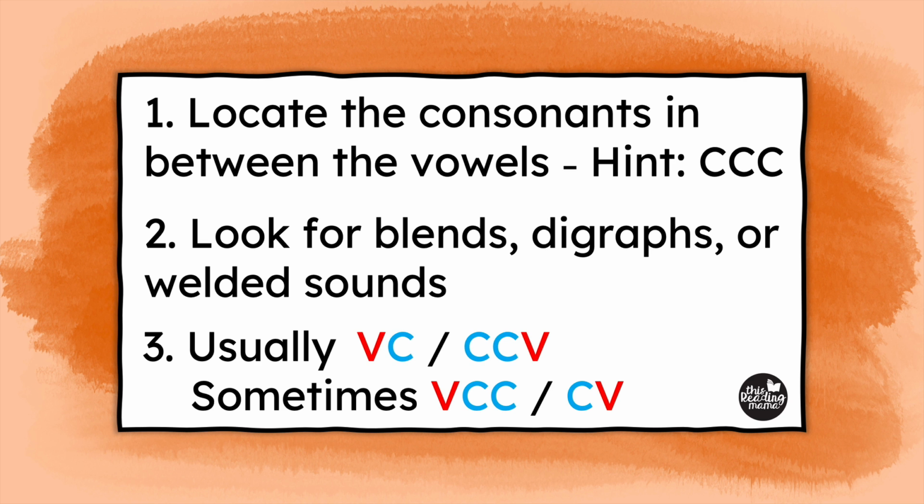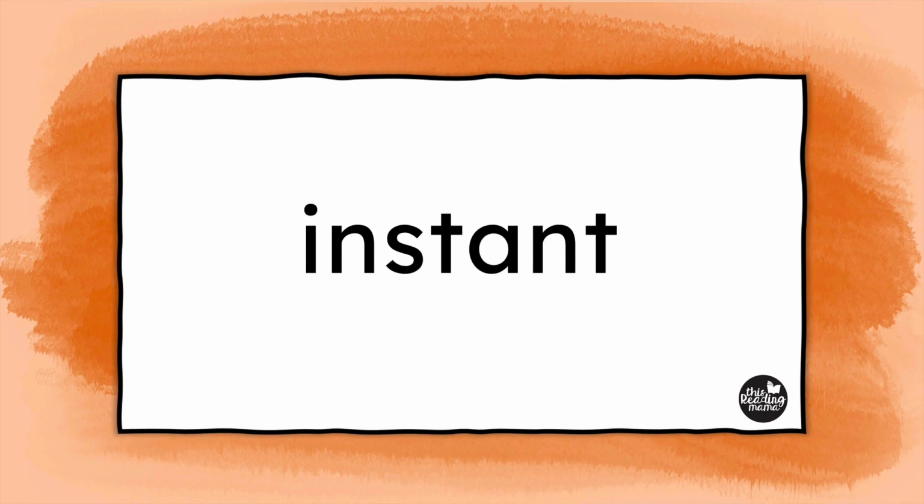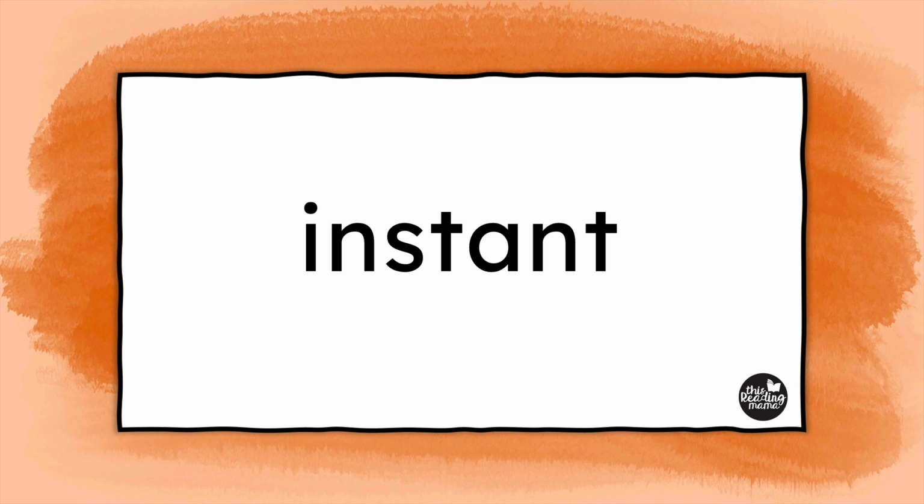Let's try these steps with a few words. First, we need to locate the vowels. It may help to lightly circle, underline, code, or label them. Then we're going to locate the consonants in between the vowels. And here we see we have 3, and we have N, S, and T. And once we've established there's 3 consonants and what they are, we want to look for patterns we know, blends, digraphs, or welded sounds within those consonants.